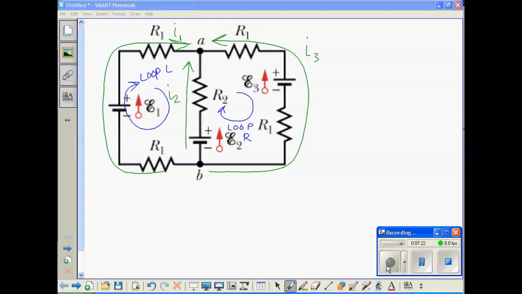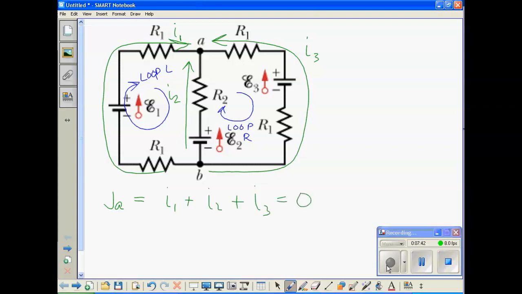What I'm going to do is I'm going to write an equation. I'm going to label this J sub A. That's the junction equation at junction called A. And all I have to do is show that the total current in, which is I1 plus I2 plus I3, has to equal the total current that I have coming out, which is 0. Now I'm going to write two independent loop equations, and I've already labeled the loops.